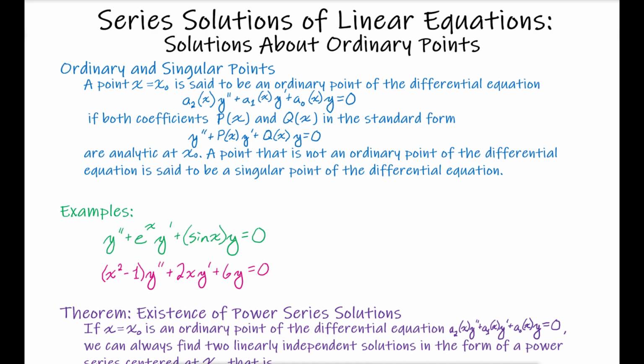So I need to find out when a sub 2 of x equals 0. Those values of x are going to be the points that are not ordinary points for the differential equation. So x squared minus 1 is going to be 0 when x is plus or minus 1. So plus or minus 1 are not ordinary points. However, anything else is an ordinary point of this differential equation. Plus and minus 1 in this case are singular points.